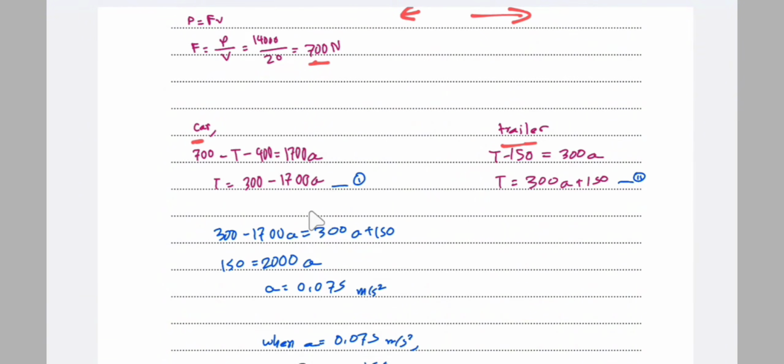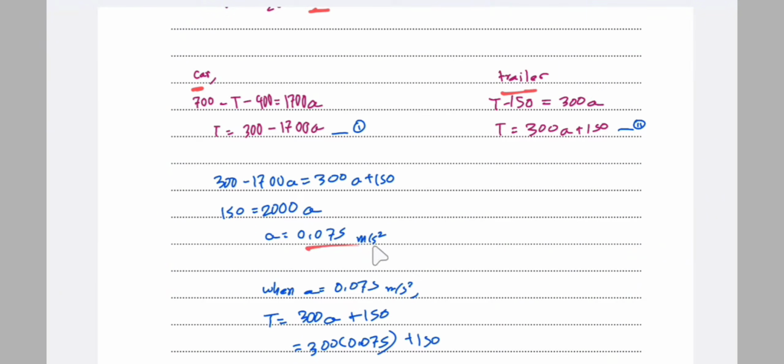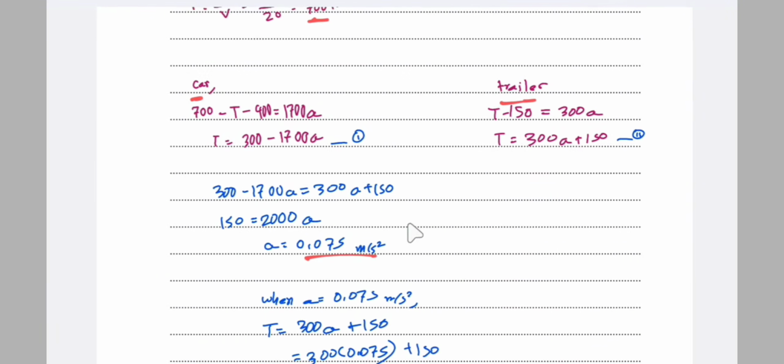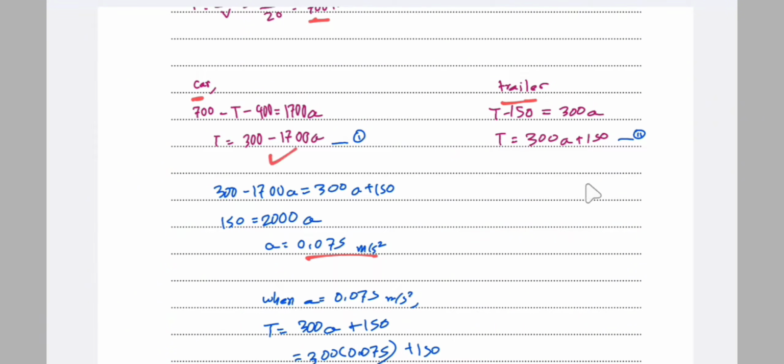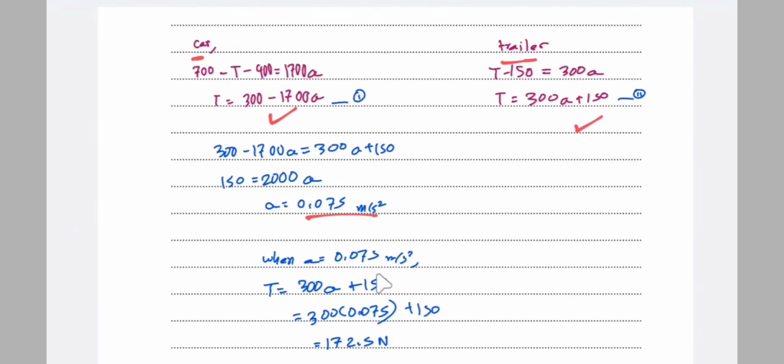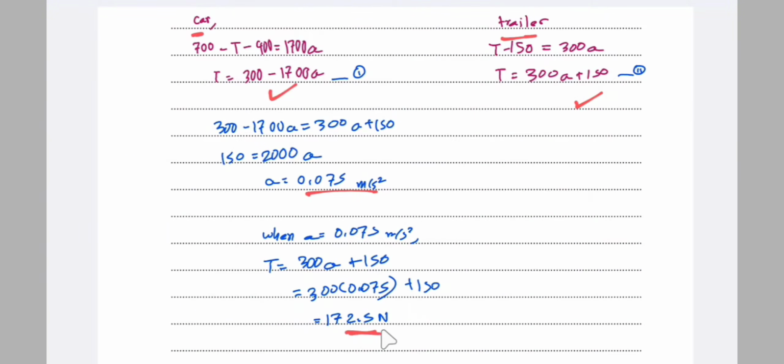Then we equate the value of T and find the acceleration as 0.075 meter per second square. So we know the value of acceleration. Now we can substitute the value of acceleration in any of these equations to find the value of tension, that is 172.5 Newton.